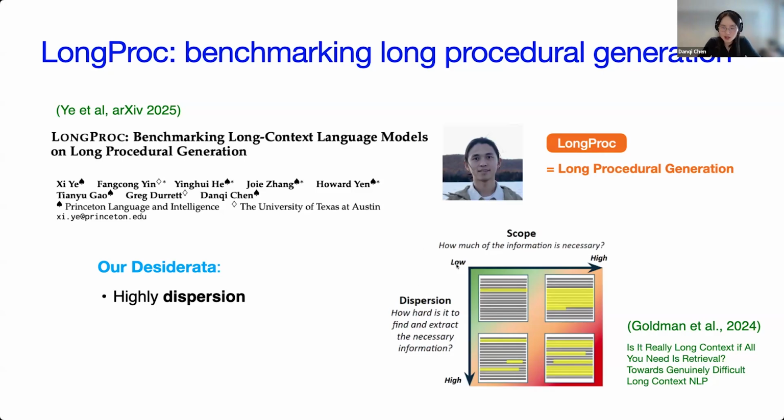We took this term dispersion from a very recent position paper called Towards Generally Difficult Long Context NLP, which argues for the importance of dispersion if you want to build a really hard long context NLP task. Secondly is long-form generation. We want to make sure the output is actually long. But the challenge is, how can we evaluate long outputs but still ensure reliable evaluation? There are already some other benchmarks on long-form generation, for example, asking the model to write a research paper or book chapter, but it's basically infeasible to evaluate the model's output.